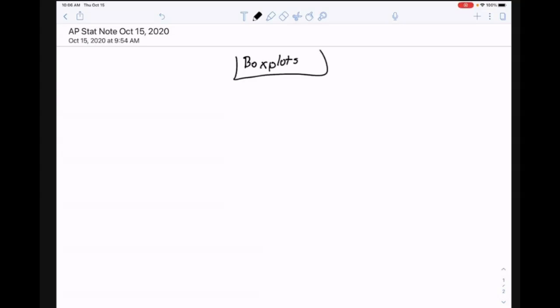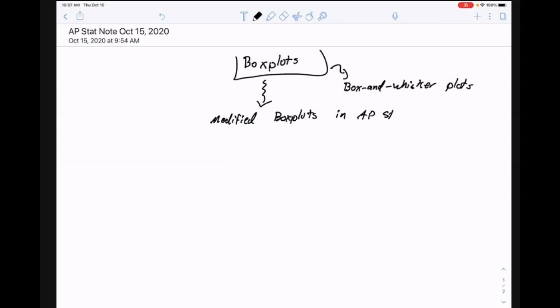Now, you probably know these as box and whisker plots. We just refer to them as box plots. But more importantly, we're going to be doing what are known as modified box plots, or modified box and whisker plots, in AP Stat.